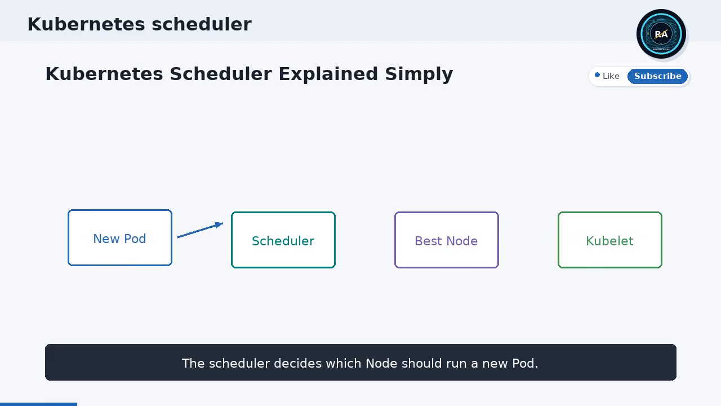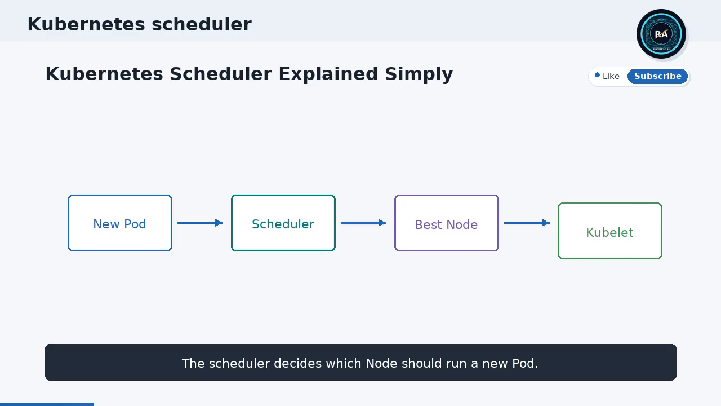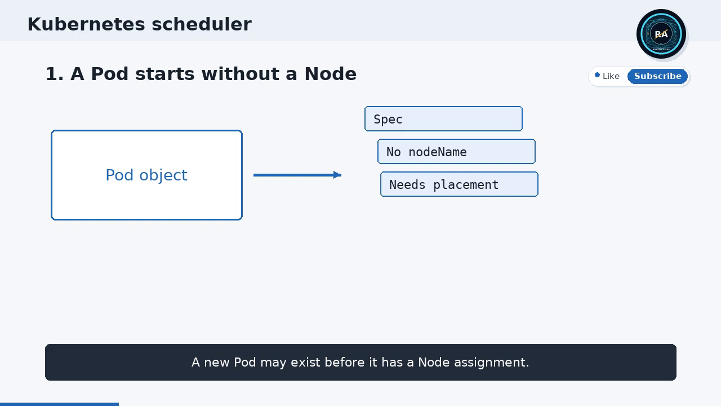The scheduler answers one important question. This pod needs to run somewhere, so which node should get it? It is not starting containers yet. It is making a placement decision. When a pod is created, it can exist in the API without a node assigned yet. That is the scheduler signal.